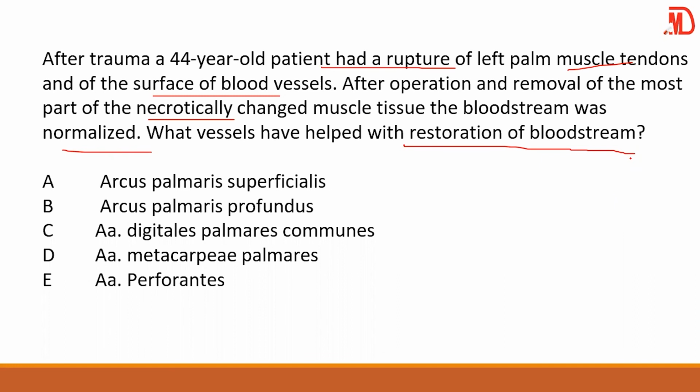This undergoes anastomosis in the deep compartment of the hand, so please take note of that. And what does it do? It provides blood supply for the bones, the joints, and the deep muscles of the hand. That is the main function of the arcus palmaris profundus, the deep palmar arc. So your answer is B, deep palmar arc.